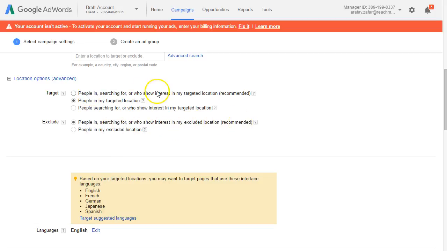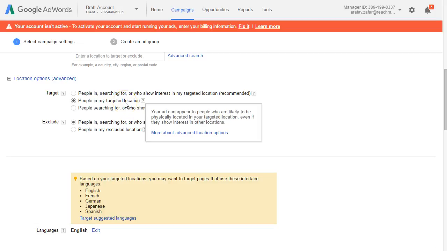But you see, Google recommends this option, people in, searching for or show interest in my target location. You can select this as well. It won't make much of a difference, but what it will do is show your ad to people if they search from outside of the area. Now, I don't like to do that, because then competitors, other marketing companies and things like that can also search and see your ad and then click on it and waste your money. So it's better to keep your budget available for people who are residing or present inside the targeted location.